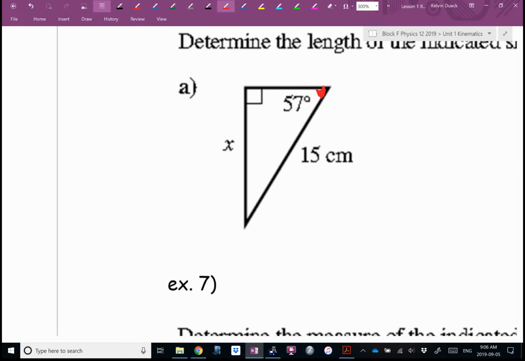You may have had a teacher who always taught you to label all 3 sides. I think that's bad teaching. I'm only going to label the 2 sides that got stuff on them. This x, opposite, adjacent, or hypotenuse? I don't think it's hypotenuse. Opposite. Put an O there.